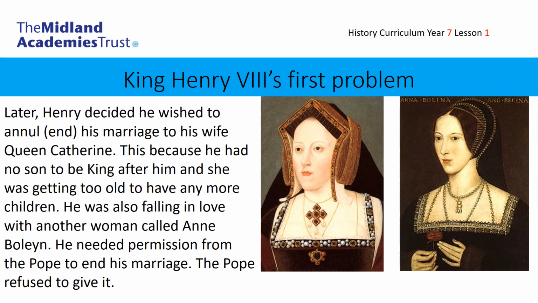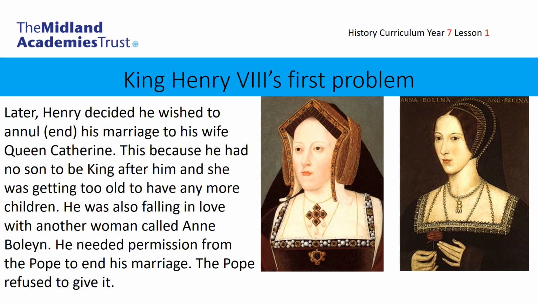As time went on, Henry VIII experienced a succession of problems. We're going to be looking at more of those in our next lesson. His first problem was that Henry decided he wanted to end his marriage to his wife, Queen Catherine. This was because although she had had children, she had had no son to be king after him, and she was now getting too old to have any more children. He was also falling in love with another woman called Anne Boleyn.